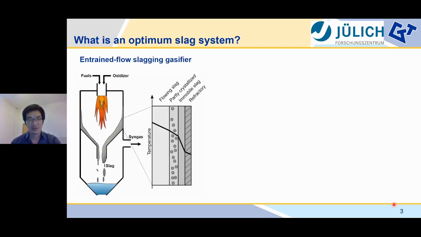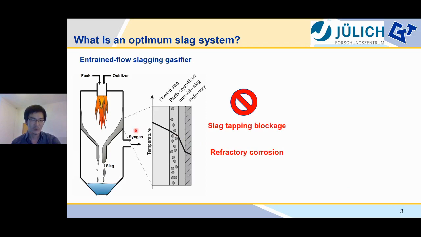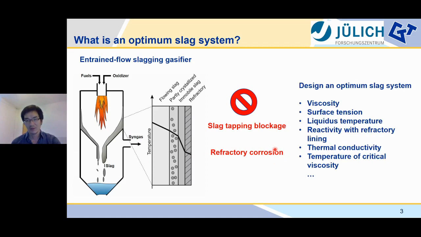Okay, let's look at what an optimum slag system is in entrained flow gasifiers. We know normally entrained flow gasification is a high temperature, high pressure process. Concerning the slag related issues, we need to consider two aspects. First, we need to make sure the slag can be smoothly discharged from the reactor. On the other hand, we need to minimize the refractory corrosion by molten slags. For this purpose, we need to consider thermophysical and chemical properties, for example, viscosity, surface tension, and so on and so forth. But today, I will focus on three significant parameters, including viscosity, liquid temperature, and reactivity with refractory material.